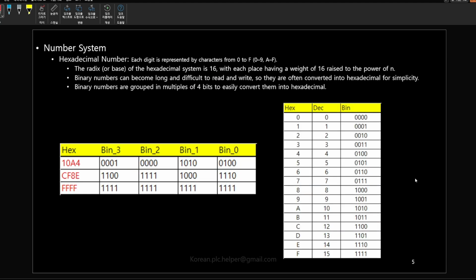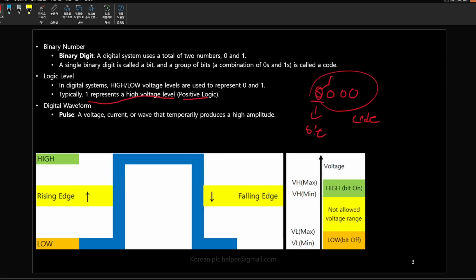When looking closely at this pulse, let's assume the black arrow represents 5 volts. Inside the 5 volts, we have voltage high max, high min, voltage low max, and voltage low min. Each represents a status. Voltage low min refers to the minimum voltage to be in the low status.